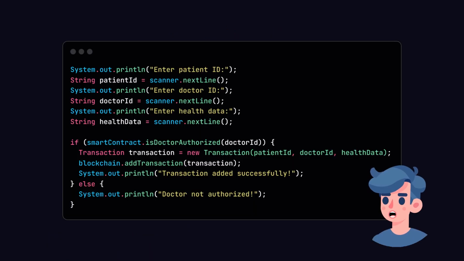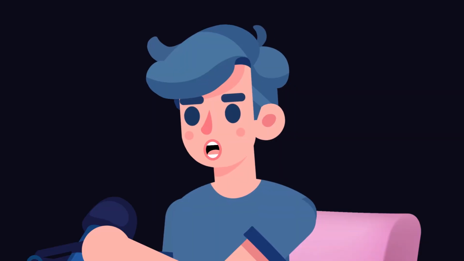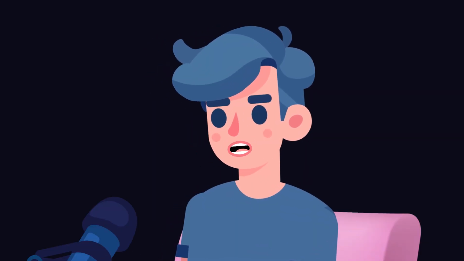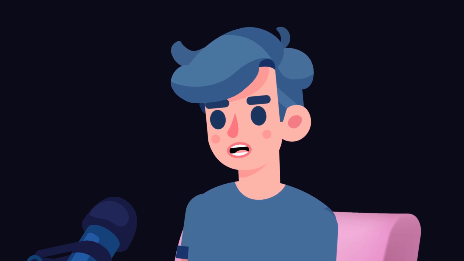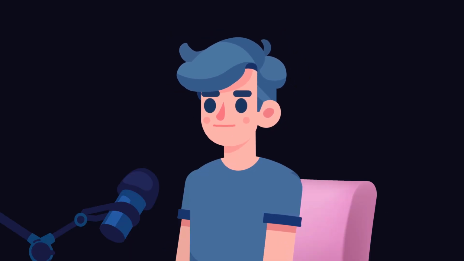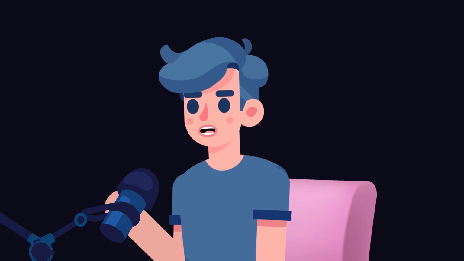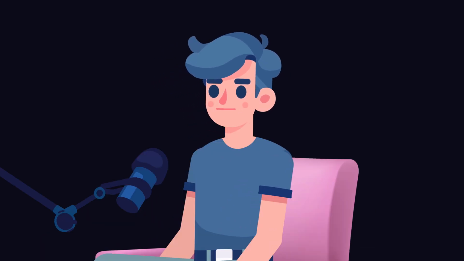We will set up a simple loop that takes user input. Users can add transactions and check authorized doctors. First, let's prompt users to add a transaction. In this block of code, we first ask the user for the necessary details for the transaction. If the doctor is authorized, we create a new transaction, add it to the blockchain, and confirm success. If they aren't authorized, we inform the user.